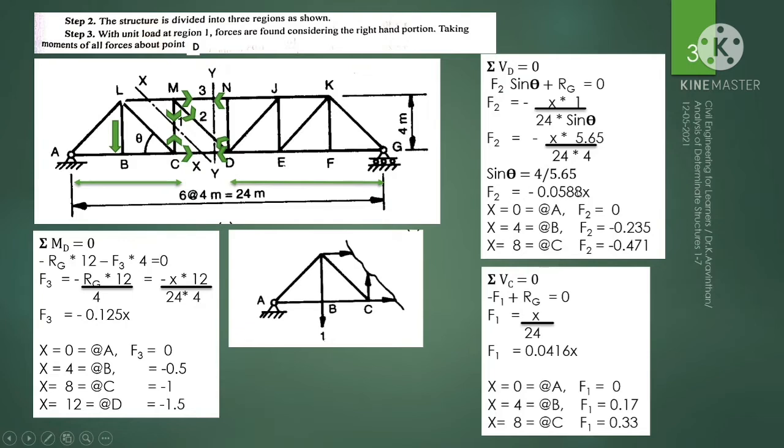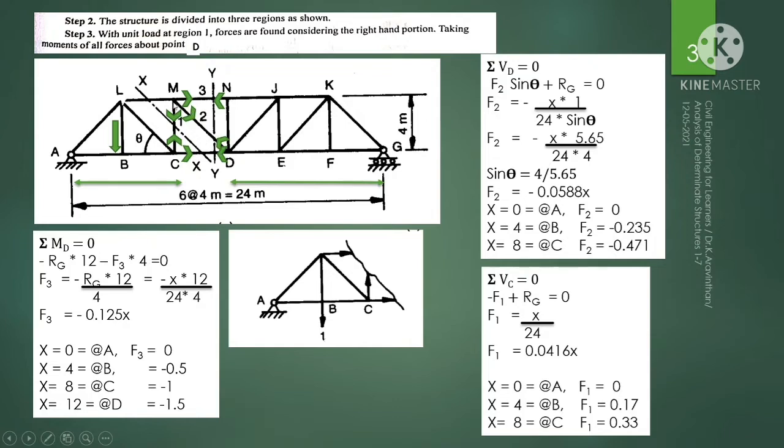So we got the f2 function. To get the influence line, you have to substitute at each and every coordinate. That is, at the point A, the coordinate is 0, and if you substitute 0 here, you will be getting 0. And at the point B, if I substitute 4, if you multiply this into 4, you will be getting minus 0.235, and while substituting 8, you will be getting the subsequent answer. Okay, we have found out the reaction 2.